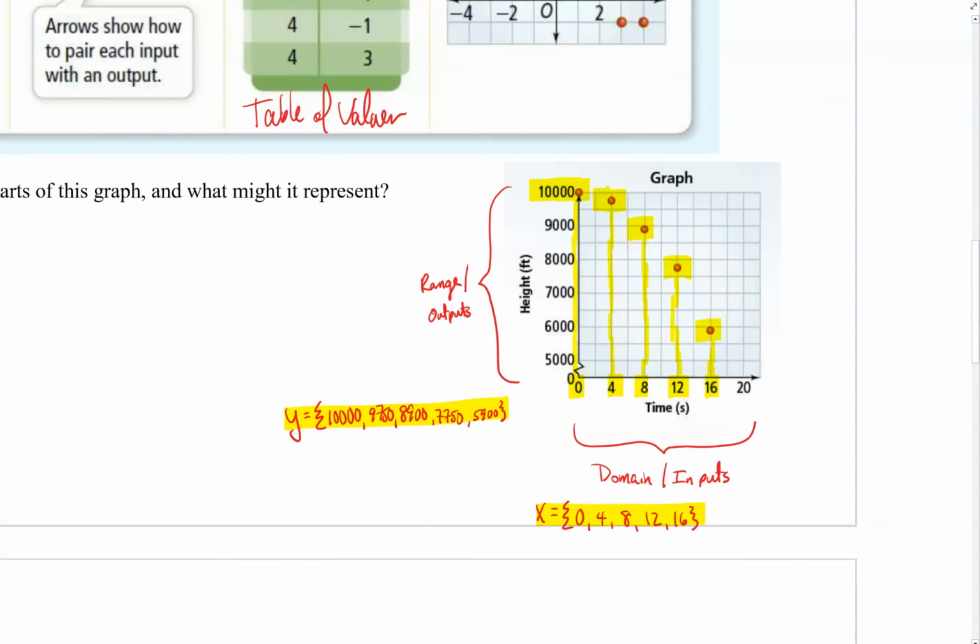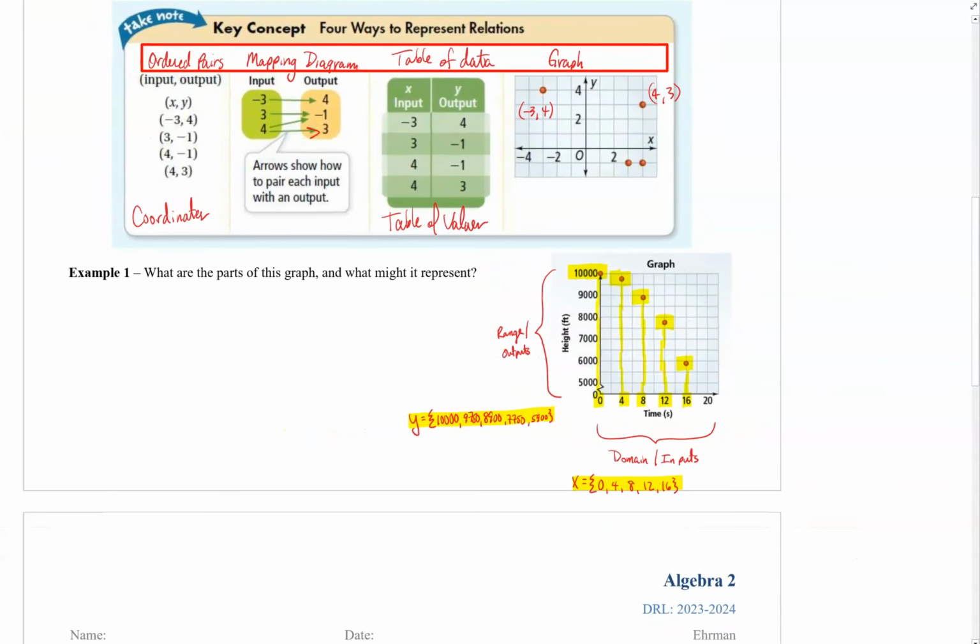And we could also reorganize these data points as an ordered pair, a mapping diagram, or a table. I'm not going to take the time to do that right now, but this is something that we can discuss further in class.